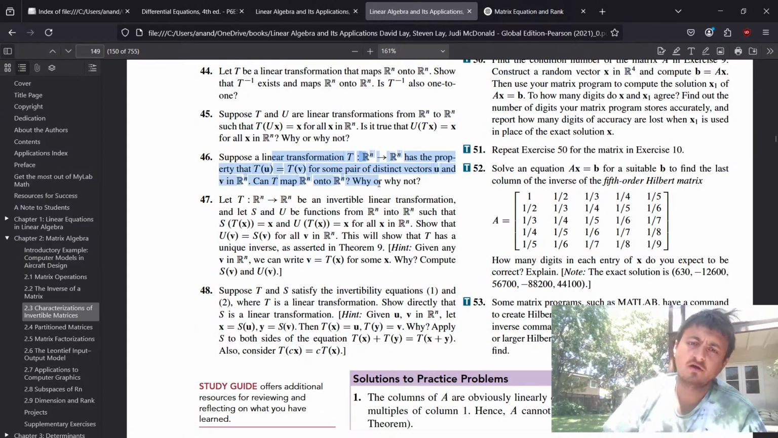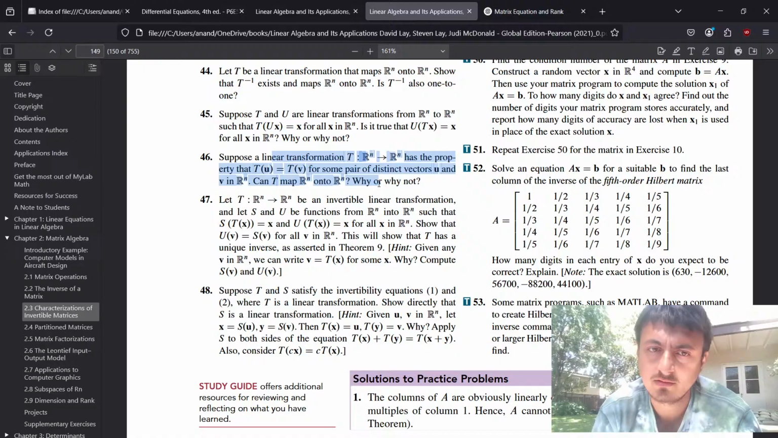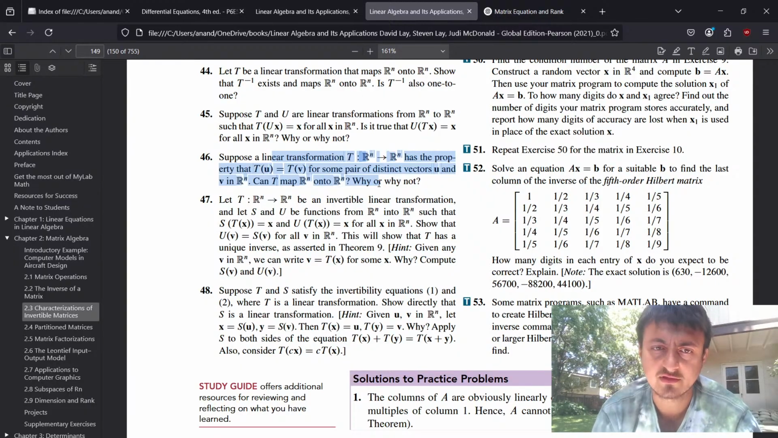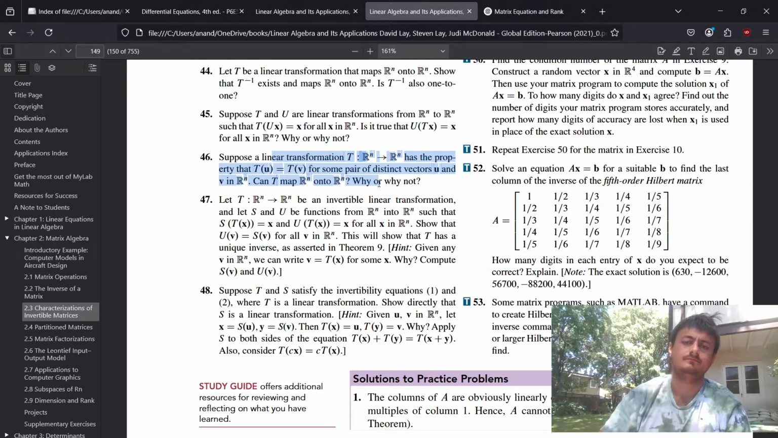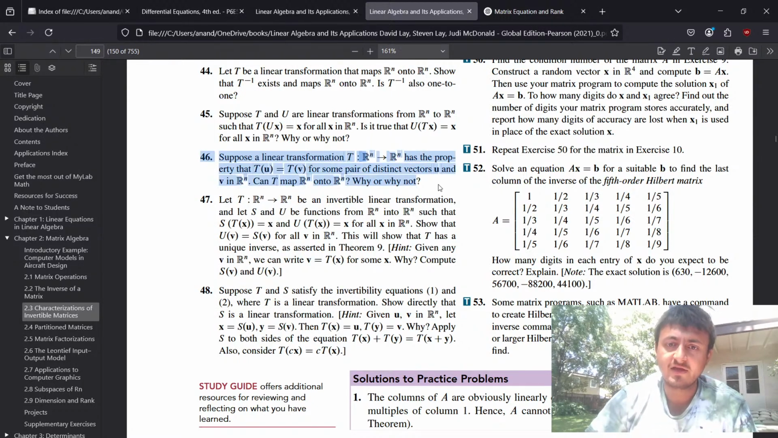Suppose a linear transformation Rn to Rn has the property that Tu is equal to Tv for some pair of distinct vectors. Can T map Rn onto? No, bro. Not at all. You gotta be getting that dimension from somewhere. And that dimension is coming from your codomain. This is obvious. By the rank nullity theorem.